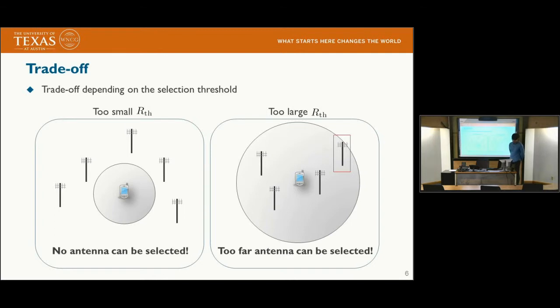Clearly, there's a fundamental trade-off in the proposed algorithm. If we have too small a threshold, like in this case, it is likely that no antenna is selected. It is obvious. On the contrary, if we have too large a threshold, the probability that an antenna too far from the user is selected increases. It means that there is an optimal selection threshold for the proposed algorithm, which well balances these two extreme cases.